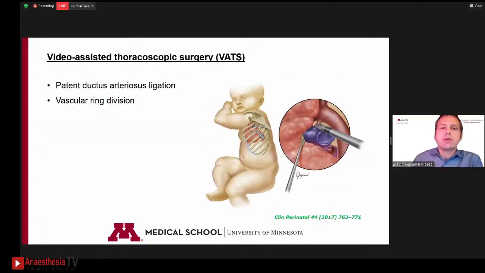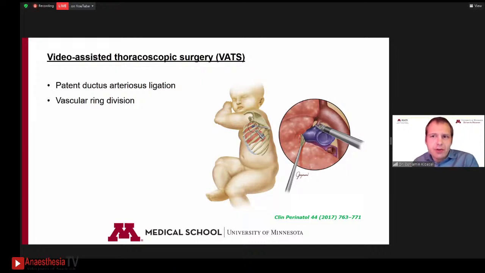Now moving on to the subset of video-assisted thoracoscopic surgery. Again, this is a really nice minimally invasive technique since our incisions are very small. It's just port-sized incisions. It allows the introduction of a camera and the approach to the PDA that can be ligated, or a vascular ring.